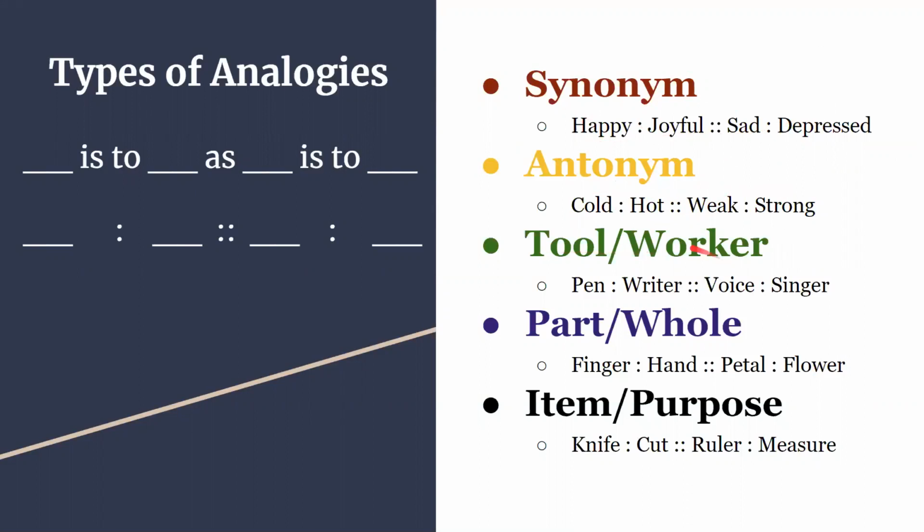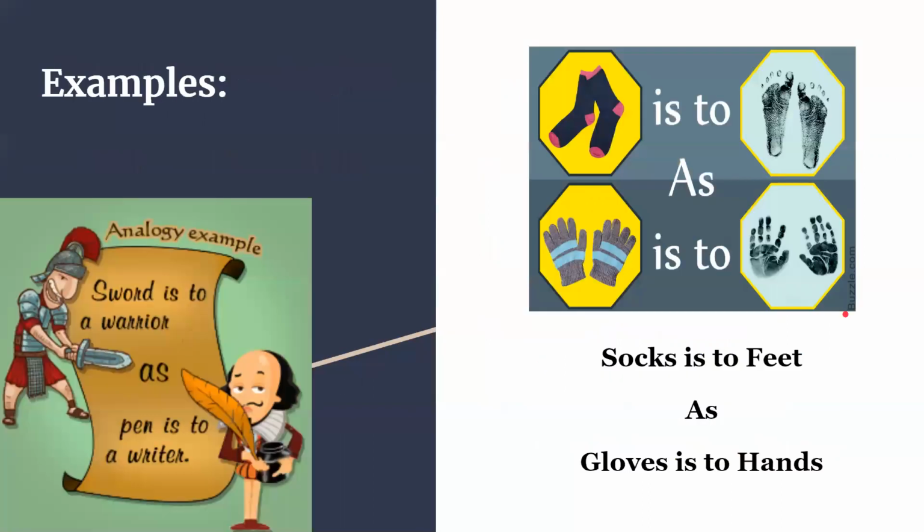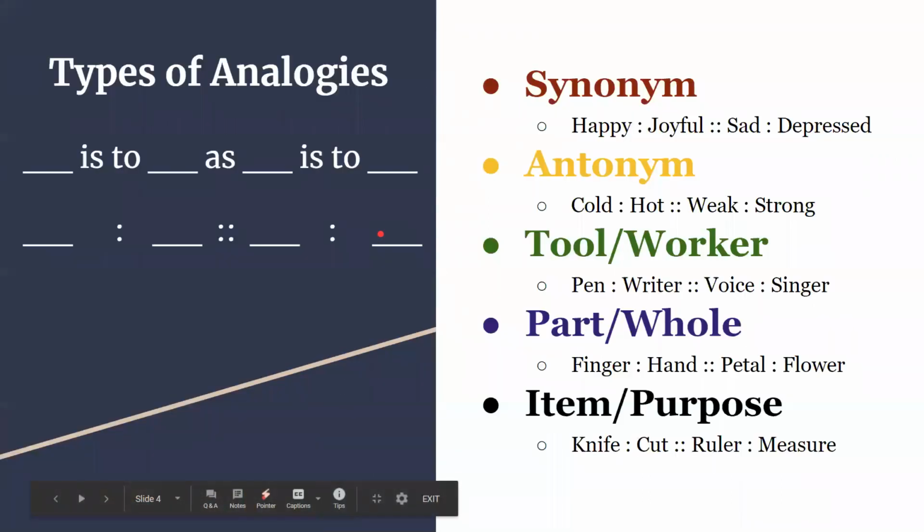Then we have tool and worker. Pen is to writer, as voice is to singer. So it's just like the other example we had before with this one right here. This would be the tool and worker one. And then part is to whole. So finger is to hand, as petal is to flower. A finger is a part of a hand, and a petal is a part of a flower. This is the part, this is the whole, this is the part, this is the whole. And then lastly, we have item and purpose. So knife is to cut, as ruler is to measure. We use knives to cut things, and we use rulers to measure things.